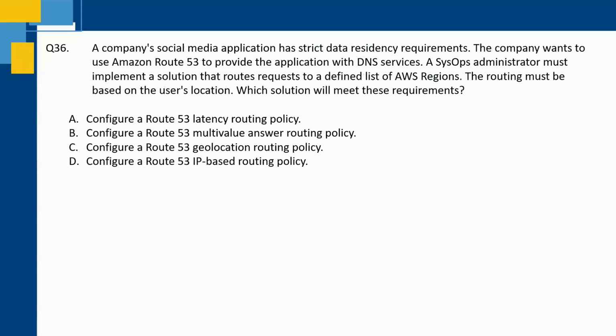Next question. A company's social media application has strict data residency requirements. The company wants to use Amazon Route 53 to route the application with DNS service.